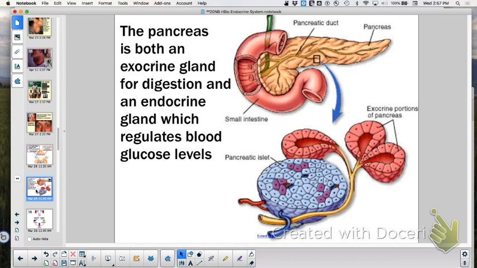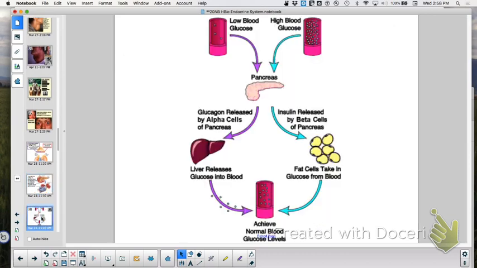Next, pancreas is both an exocrine gland and an endocrine gland. Exocrine gland related to digestion, endocrine gland related to the endocrine system. There are islets of Langerhans. You have alpha and beta cells in there. The beta cells secrete insulin. The alpha cells secrete glucagon. Between those two, the levels are just right. What kind of feedback is that? Negative. Almost every system in your body is about negative feedback. Only a few are about positive feedback.